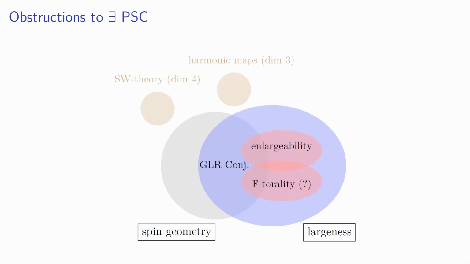And then another source of obstructions against the existence of positive scalar curvature metrics is largeness, which I defined. So I mean, certain instances of this property were defined before using enlargeability. And in fact, it can be proven that if you have a spin manifold which is enlargeable, then such a manifold does not admit a positive scalar curvature metric, like the n-tori.